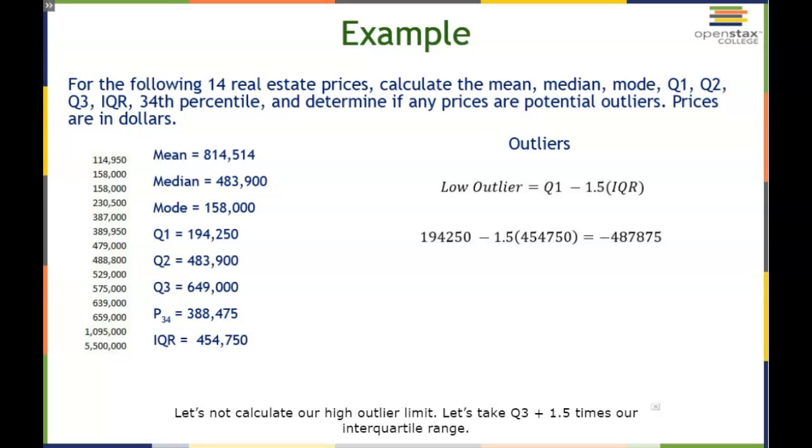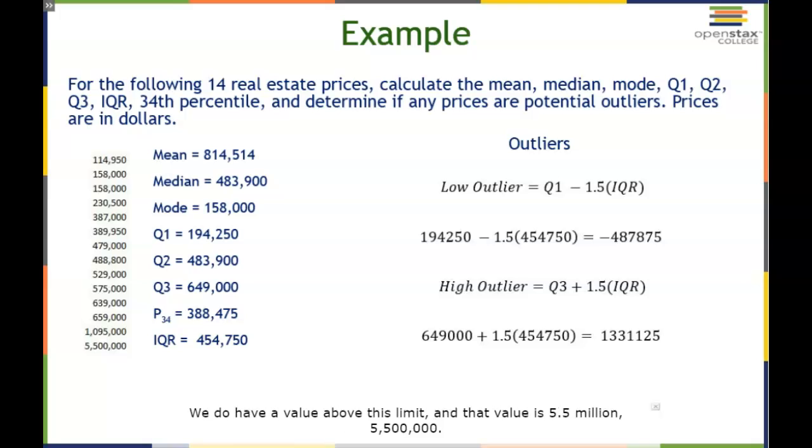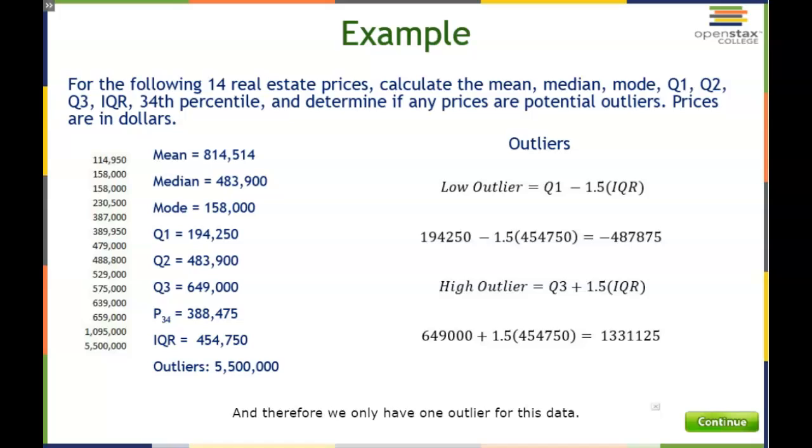Let's now calculate our high outlier limit. Let's take Q3 plus 1.5 times our interquartile range. Plugging in these values, we're going to get 649,000 plus 1.5 times the 454,750, and we get 1,331,125. We do have a value above this limit, and that value is 5.5 million, 5,500,000. And therefore, we only have one outlier for this data.